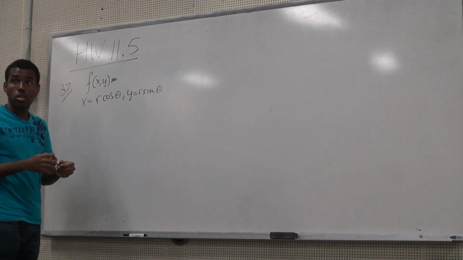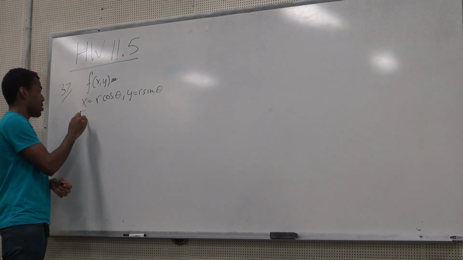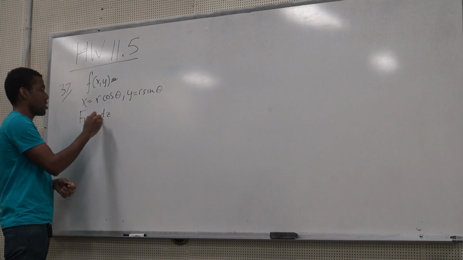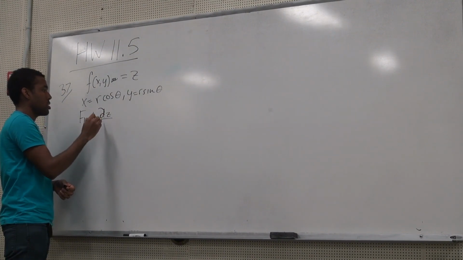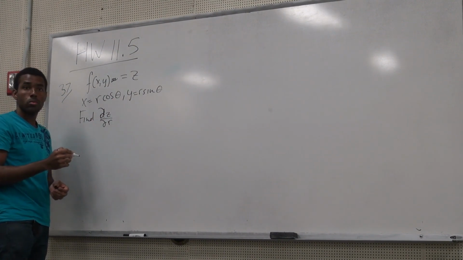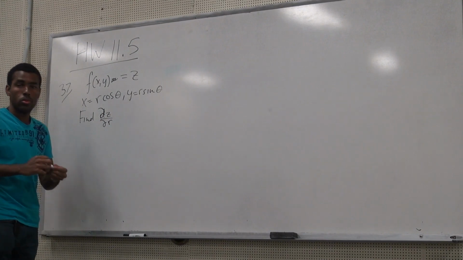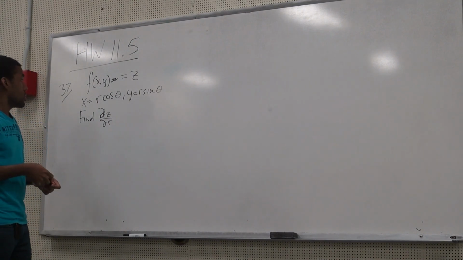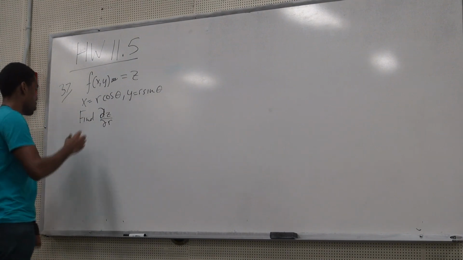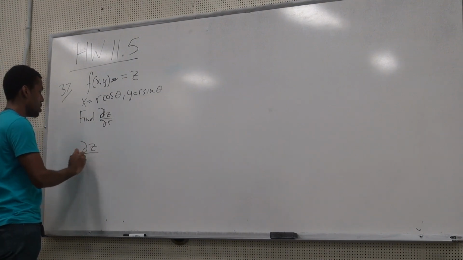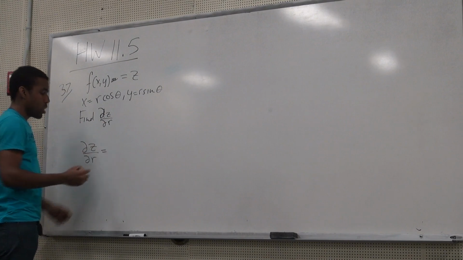And then it asks you to find dz dr. But it doesn't give you a function. It says that, but that's all it says. Partial z with respect to r. Yes. Okay. So we just do the chain rule for that? Yes. What would dz dx be? So dz dr would be what according to the chain rule?